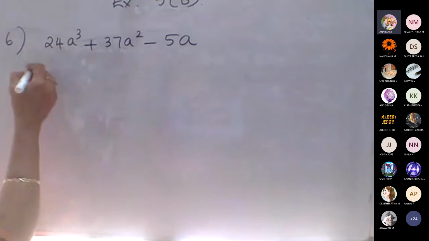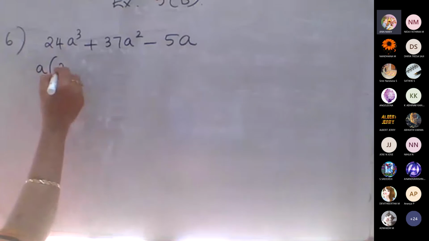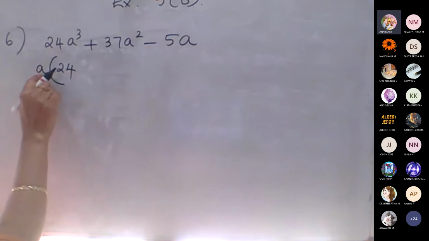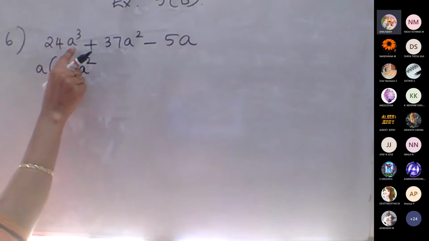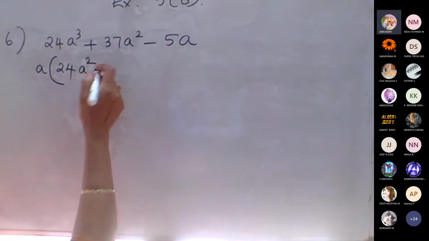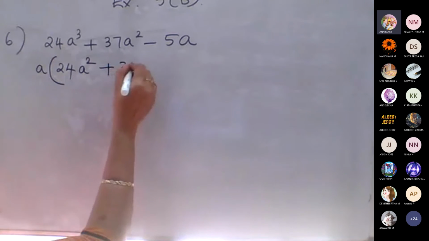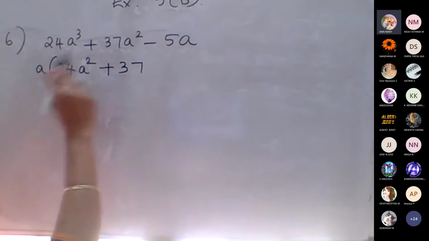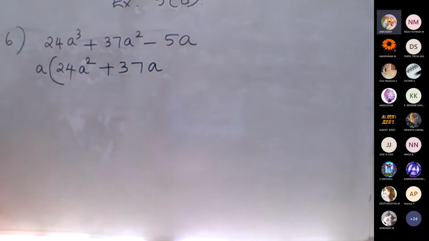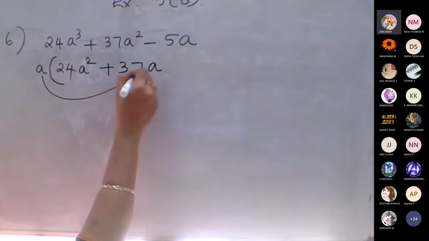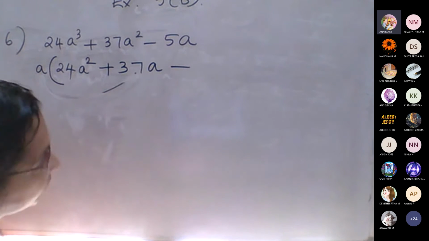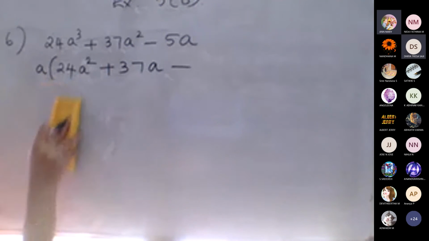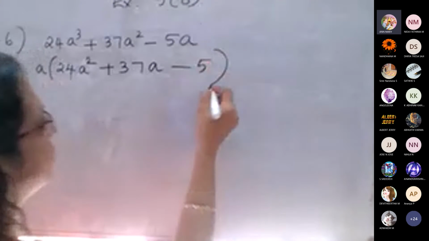So for that, take a common. Then it will become 24a square inside the bracket, because we need a cube; if we change the bracket, we get 24a cube itself. So 24a square plus, in the same way, 37a, since we have a already, multiplied by 1a also, then only we will get 37a square. Then minus, already we have a, then we have minus 5.